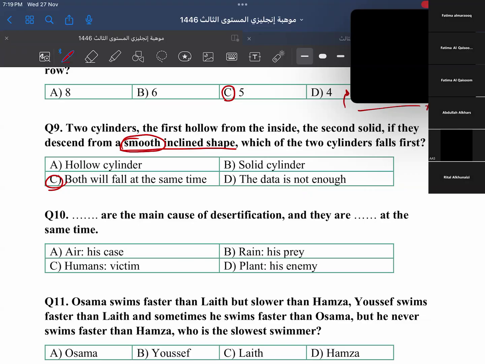So which one would fall first? Here it's going to be the solid one if there is friction. Okay.